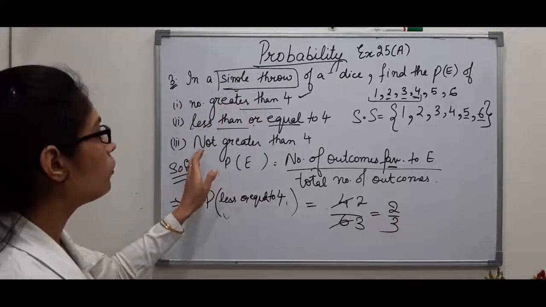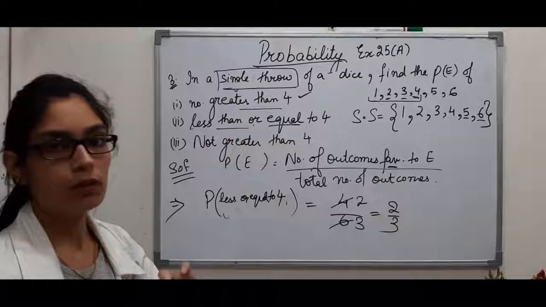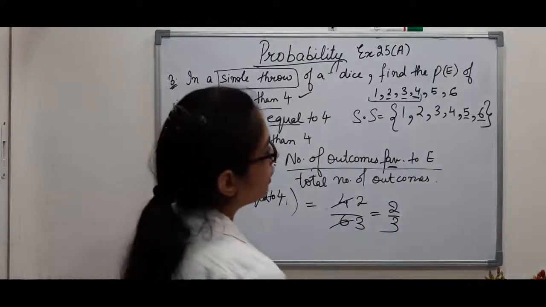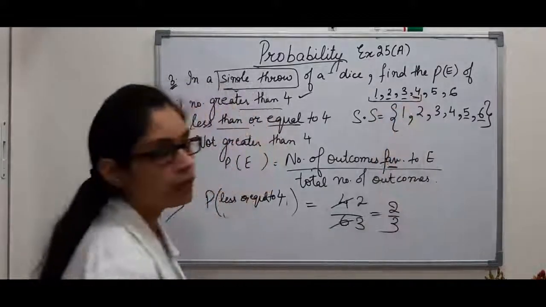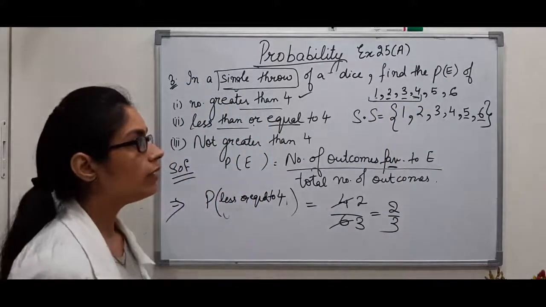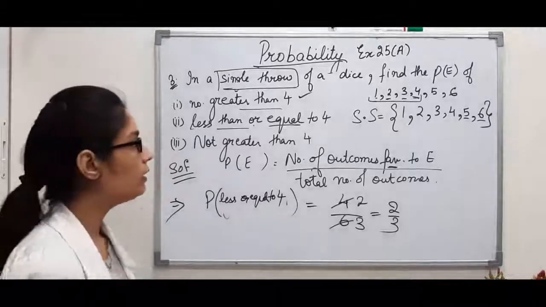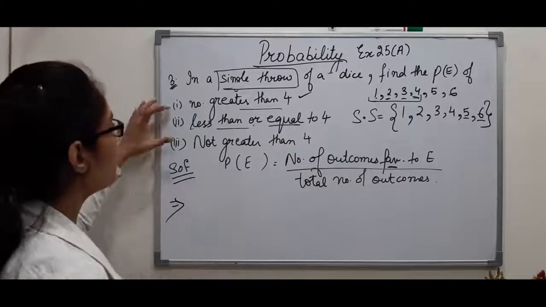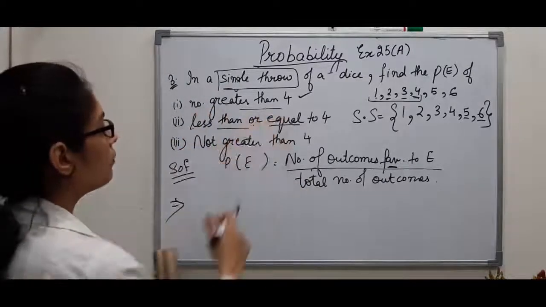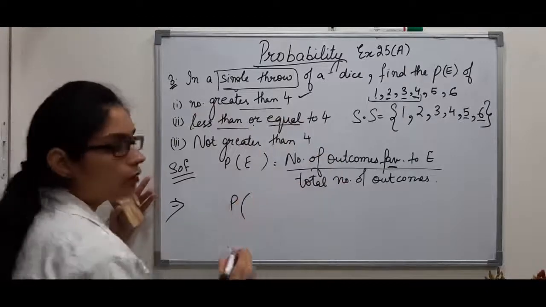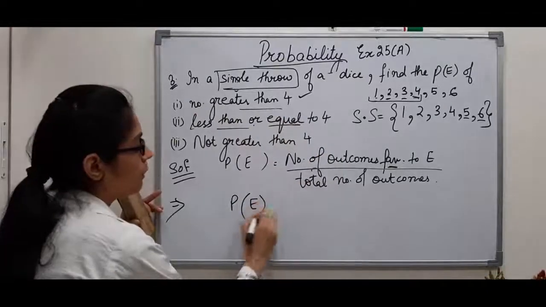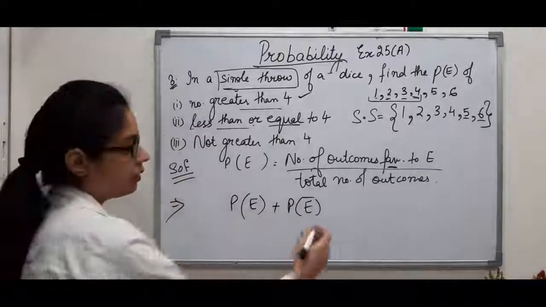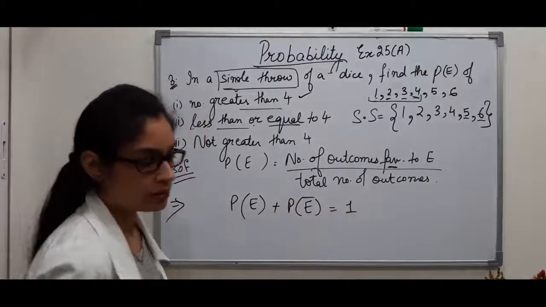Now the third part: not greater than 4. Which are the numbers that are not greater than 4? 1, 2 and 3. Now they have not told us equal to. They have only mentioned not greater. And see, whenever you get two questions like this, one is greater than and the other is not greater than, always try to find them by using complementary events, P(E) and P(not E). This is the easiest way of solving such questions.